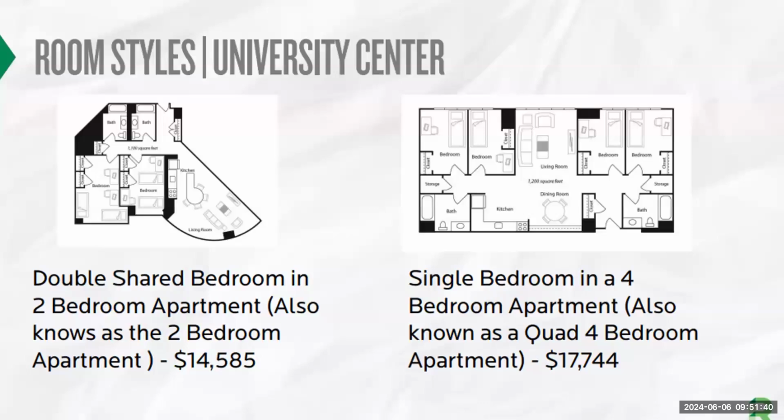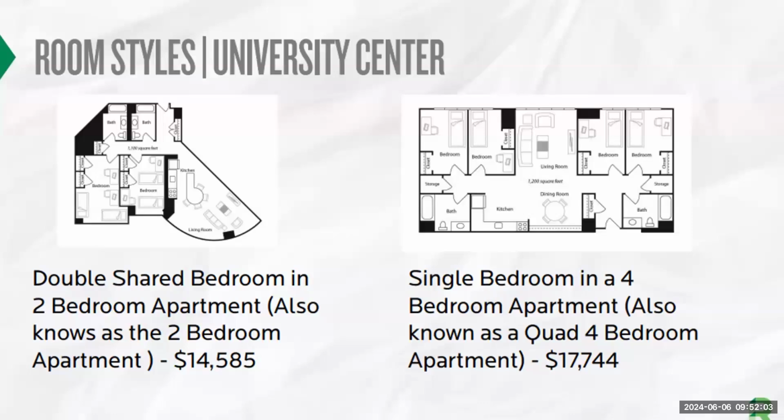At the University Center, there are 4 different styles that we have over there. So we have a 2-bedroom shared apartment and a 4-bedroom single apartment. So you can either be in an apartment style with either 2 people in one room or just by yourself in one room. The apartment styles are where we have the kitchens as well. So if it ever says apartment, that means you have a kitchen in your space.